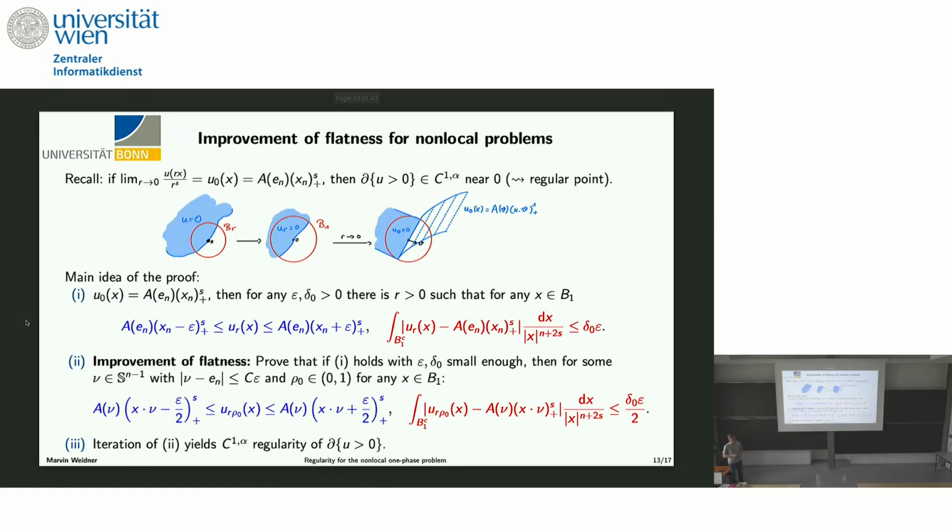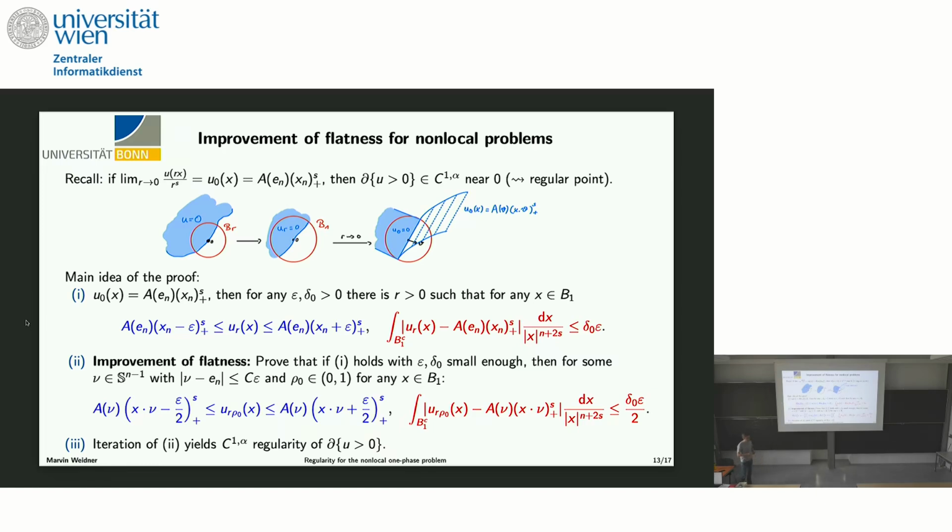Okay, so now I want to make a few comments about how we prove this improvement of flatness. The slide looks technical, but I will not go into too much detail. I want to focus on the ideas and on the difficulties that you get when you have a non-local problem like this one. So let me just remind you, we want to show that whenever you have this picture here, whenever your blow-up limit is one-dimensional, the free boundary is C1 alpha at this point.